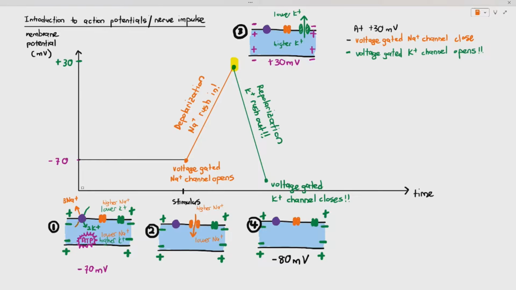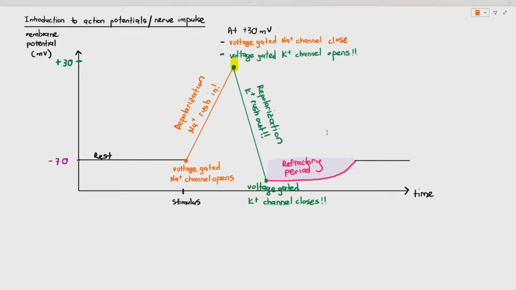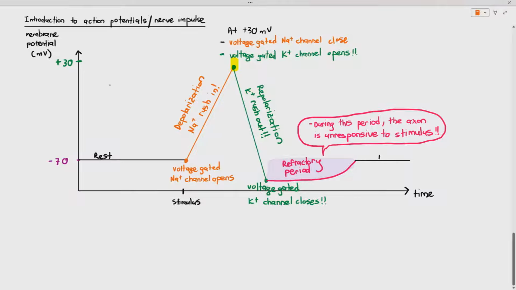That's basically what happens. But as you can see here, there's a pink line over here. That pink line is basically the time taken to return to the resting membrane potential, and that period is known as the refractory period. For now, all you have to know about the refractory period is that the axon is unresponsive to any stimulus, which means that if you were to give a stimulus, the axon will not generate an action potential.